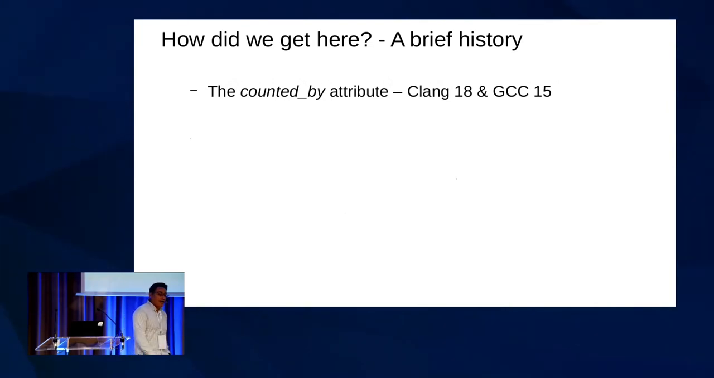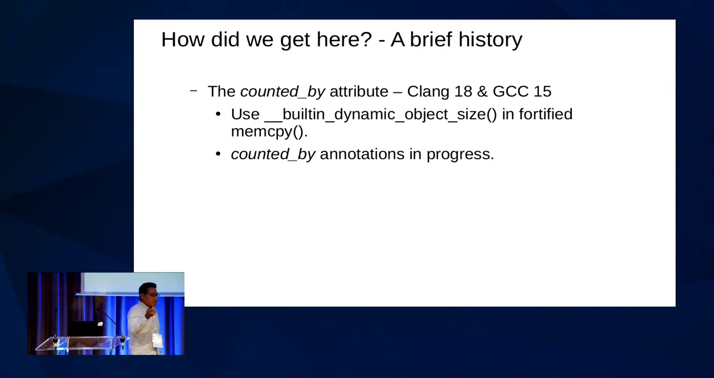Then, in recent times, this new attribute, the counted_by attribute, was implemented. It was released in Clang 18, and it is under development in GCC 15, so it is going to be released in the next version of GCC. Basically, with this attribute, we annotate a flexible array member when we have a counter member in the same structure. Now we have a way to link the flexible array member with the counter member that is going to contain the total number of items of the flexible array member at runtime.